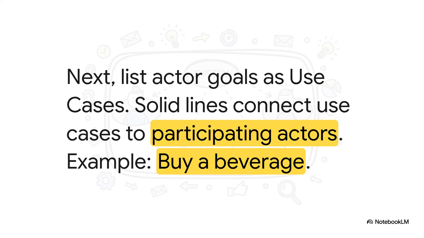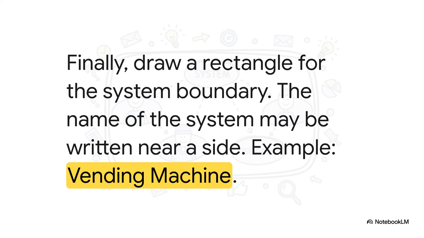And we just draw a simple line to show that this actor is the one who kicks off this specific action. And then finally, we set the stage. We draw our system boundary, that big rectangle, around the use case, and we label it vending machine. And that's it. Just like that, we have a complete use case diagram. It tells a simple, visual story. A customer interacts with the vending machine to buy a beverage. Anyone, literally anyone, can understand this map.